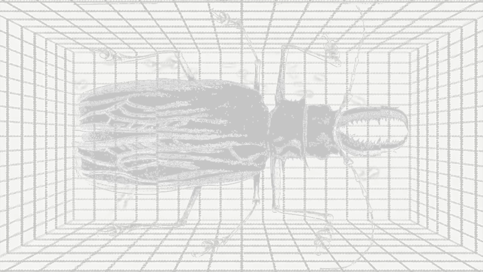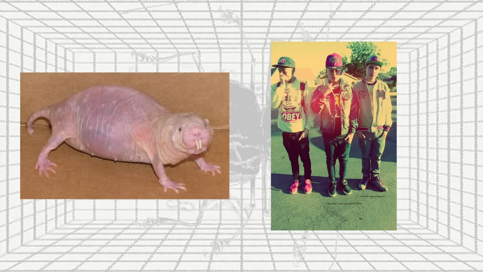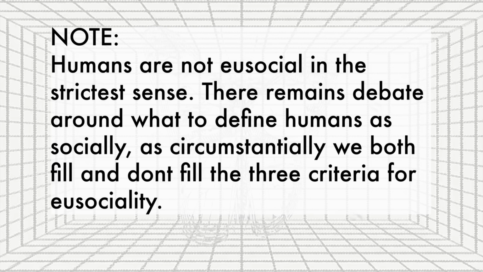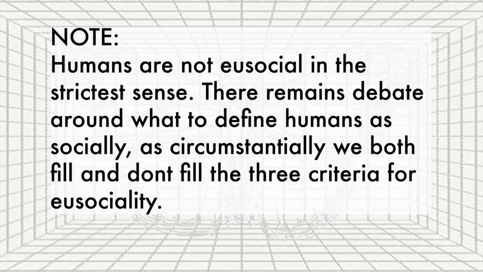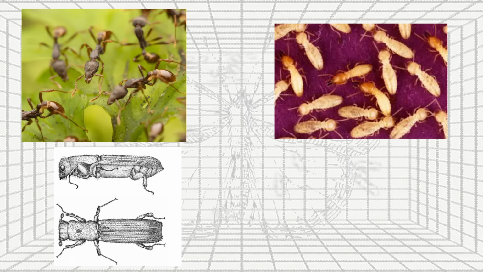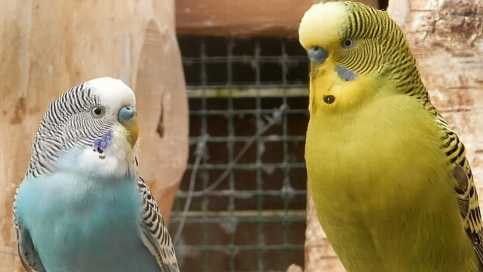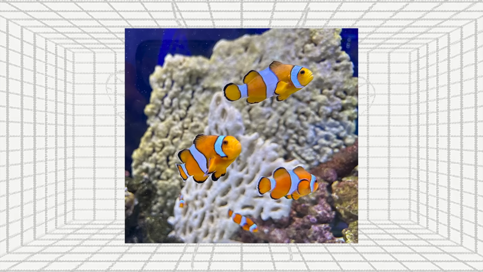There are 2 known groups that exhibit it in mammals, being naked mole rats and humans, and there are about 4 known groups of arthropods that exhibit it, being the Hymenoptera, termites, 1 species of beetle, and a few species of snapping shrimp. Now, some other species exhibit sociality, such as social spiders or parrots or clownfish, or all sorts of other animals.